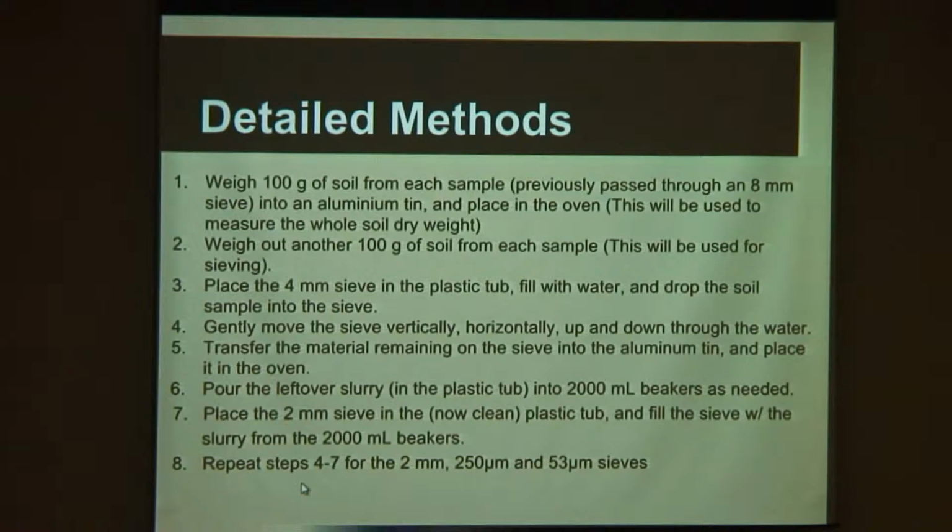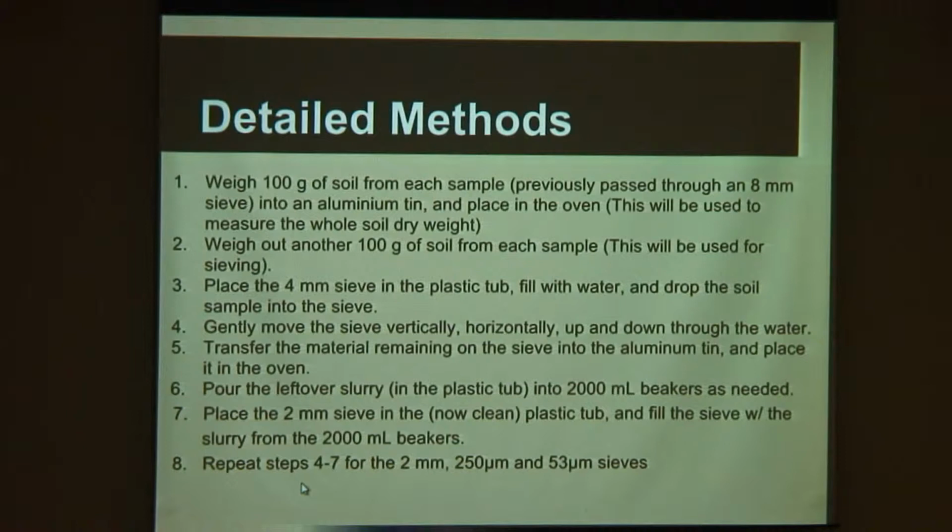And then I weighed another 100 grams of soil that was used for sieving. So then I grabbed my 4 millimeter sieve and I put it in the tub. I filled the tub with water and I dropped my soil and I just basically sieved vertically, horizontally, up and down, carefully. And then whatever the remaining material that was left, I just poured it into the 4 millimeter tin. I put that in the oven so any moisture and everything could just leave.